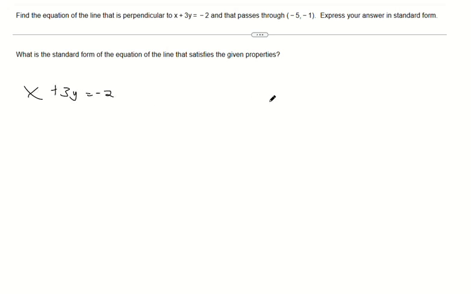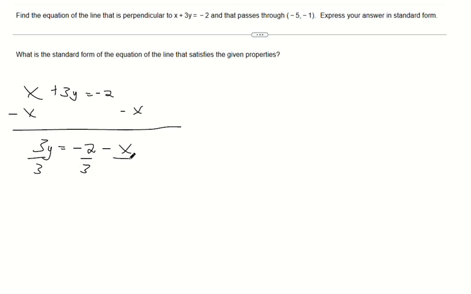and we've got to get it in slope-intercept form. We've got to get y equals something. Okay, so I want to subtract this x from both sides. And then I need to get y by itself, so I've got to get rid of that times 3. So I'm going to divide everything by 3. And that's a 1 in front of the x, right? If there's no number written.